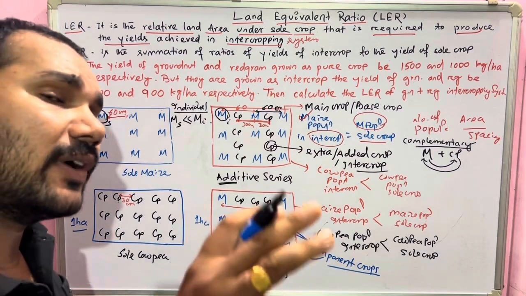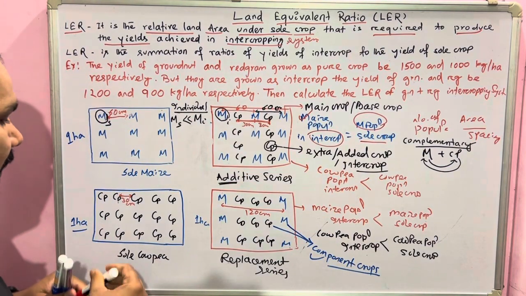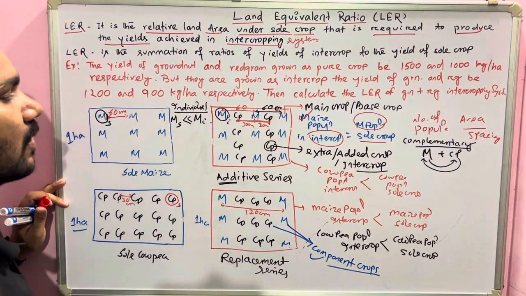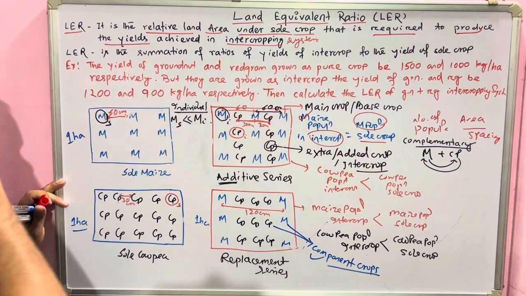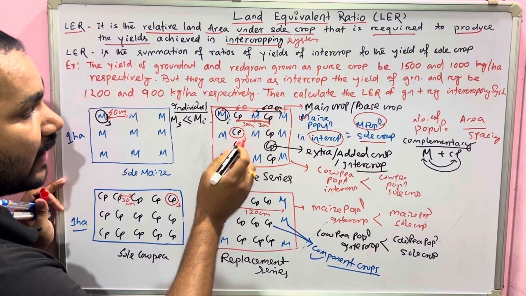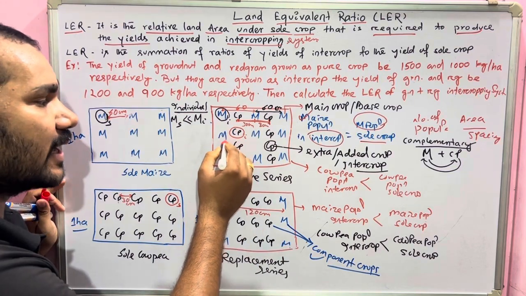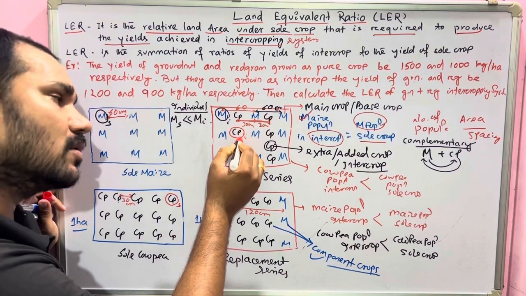Simultaneously, if I ask you again, what is the yield of cowpea? What is the cowpea yield in the sole crop individually? And what is the cowpea yield in the case of intercrop? Again you will say, sir, in this case the individual cowpea plant will give more yield because the maize plant will give a more suitable climate to the cowpea. Yes or no? Sir, yes.